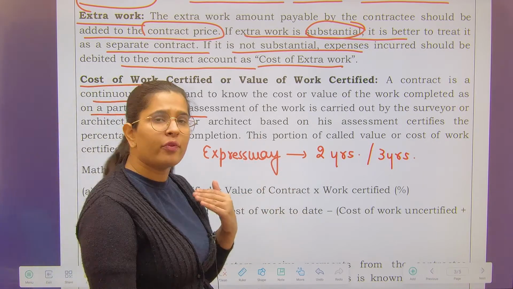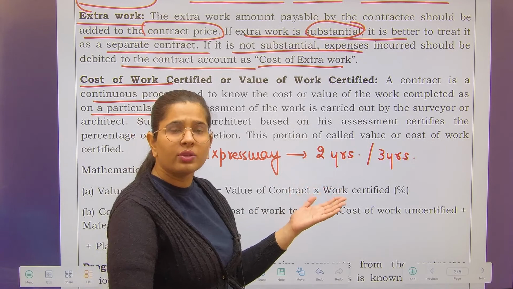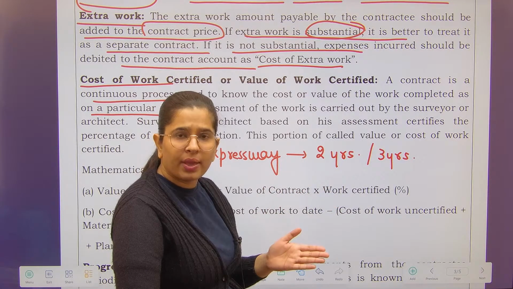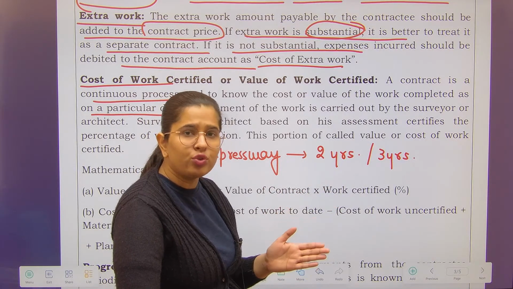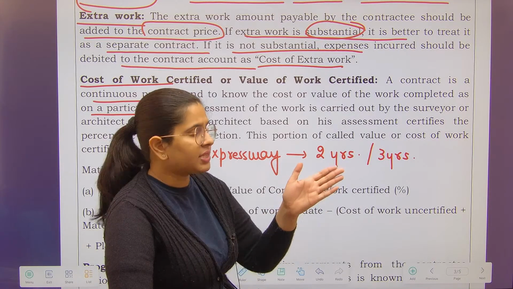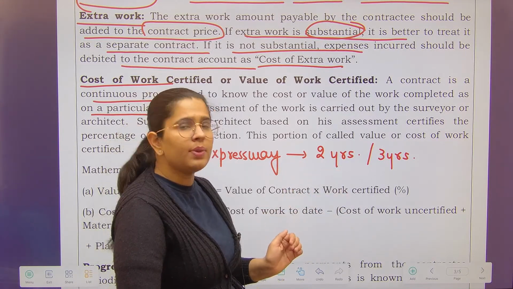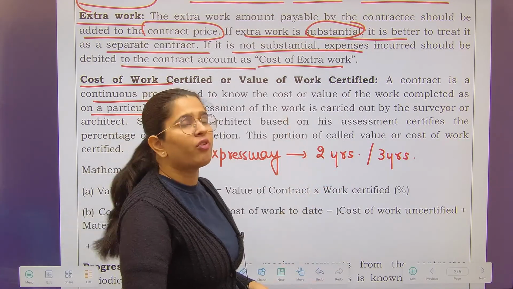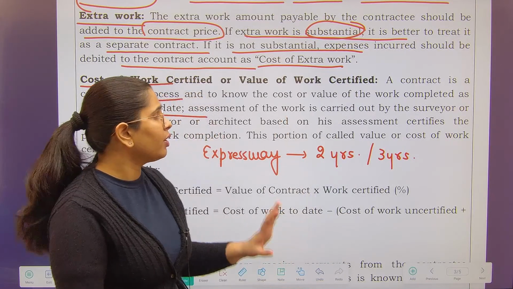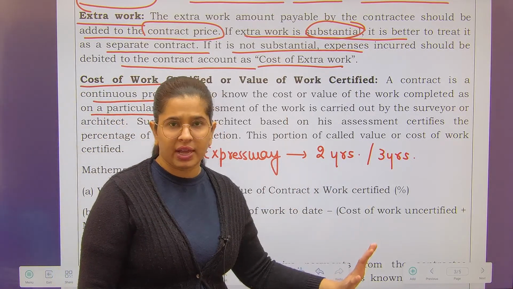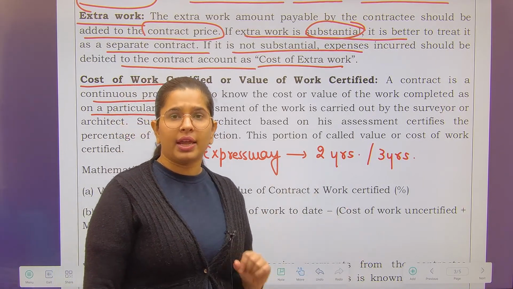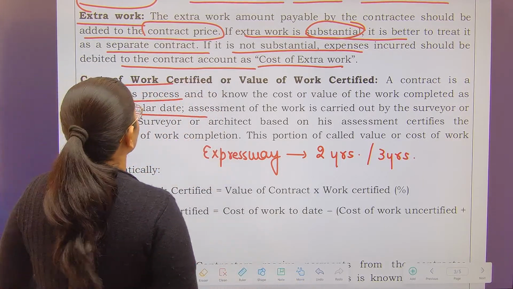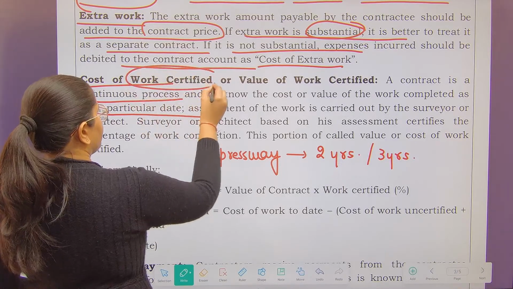Now tell me, shall I wait for 2 years in order to find out what my profit is? No. Every year end, I have to make financial statements. I have to show what cost has been incurred till date and what profit I have earned till date. This is the calculation we are performing here, because contracts continue for a longer period of time, and it becomes very important for the enterprise to find out whether they are in profits or not. So see, cost of work certified.